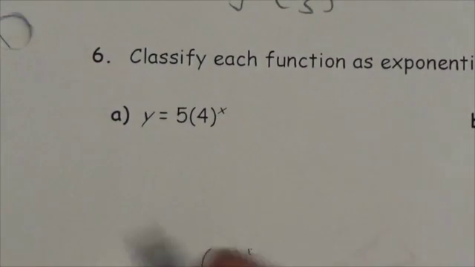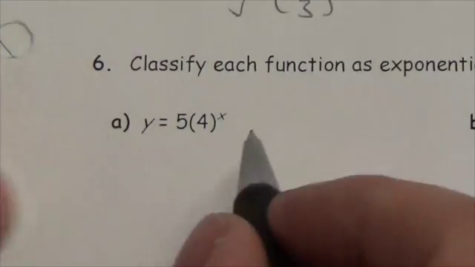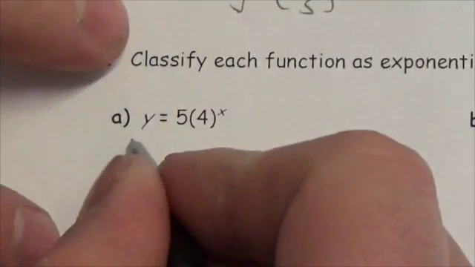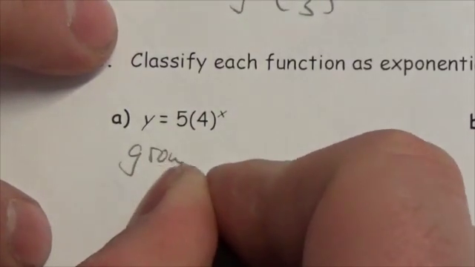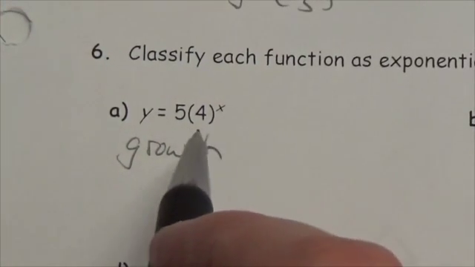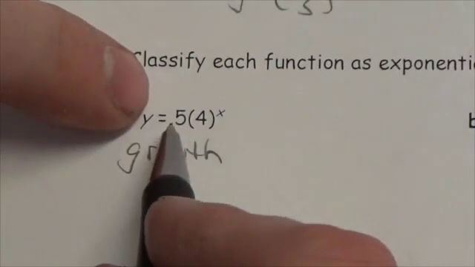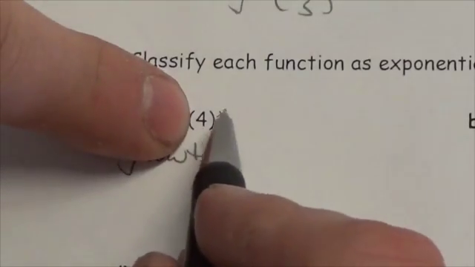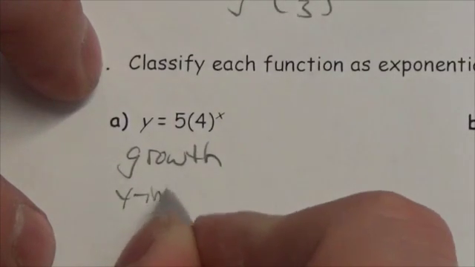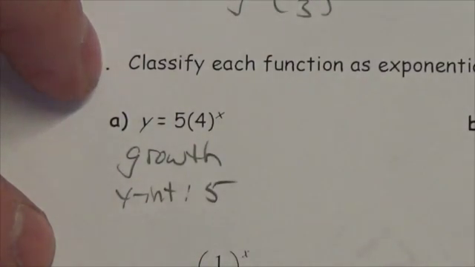Classify each function as an exponential growth function or an exponential decay function and state the y-intercept. Okay, so this is just a matter of responding to the equation as we see it here. Notice the base of the exponential part of this is 4. That's greater than 1, so this is going to be growth. And then if I let x go to 0, remember order of operations, I have to do the exponent first before I multiply that power by 5. So 4 to the 0 is 1, times 5 is going to be 5. So the y-intercept here will be 5.